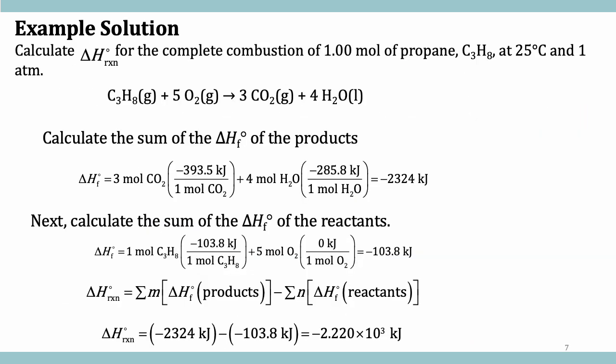So for example, right here I found the sum of delta H naught of products. We did this separately: the sum for products, the sum of delta H naught of reactants, and then you take the difference between the two. Product minus reactant. Make sure you include the moles though.